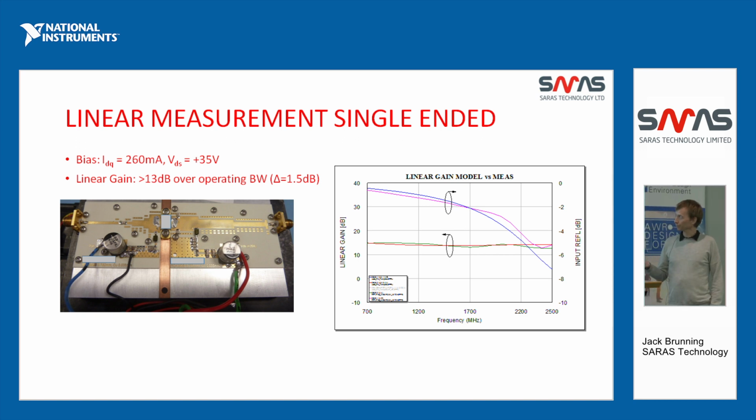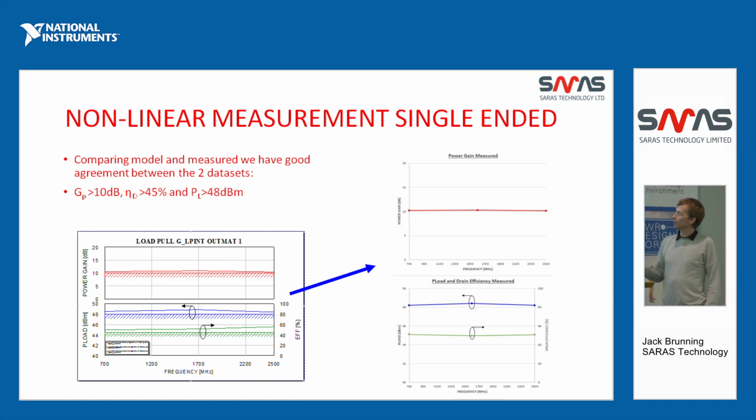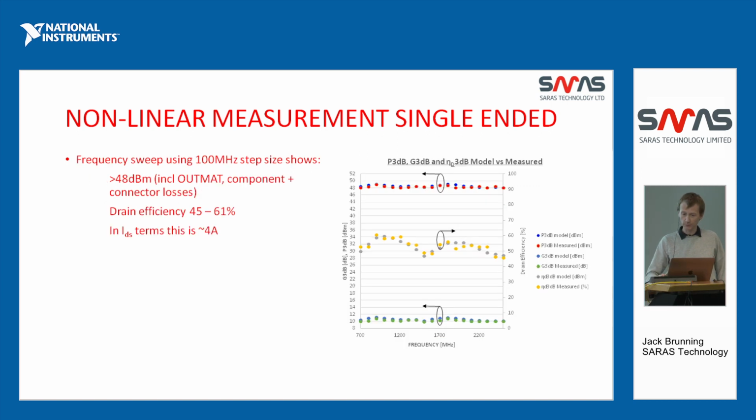So then we put this thing together, bias it up, 260 milliamps, 35 volts. We look at the linear gain here and the input match, model versus measured is very close. We measure, we drive up, so nonlinear measurements are the single-ended. Again, compared model and measured data sets, greater than 10 dB power gain, greater than 45% drain efficiency, and a load power greater than 48 dBm. So this is the measured, and this is the modelled versus the interpolated load pull data. Then in a more detailed sweep, you can see here, that's in 100 meg steps.